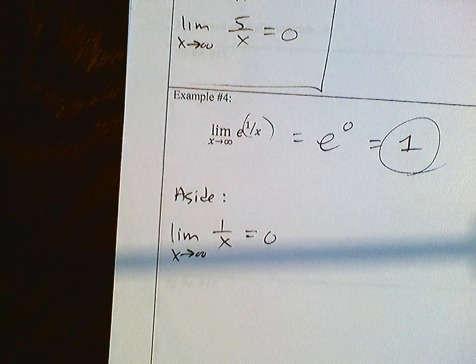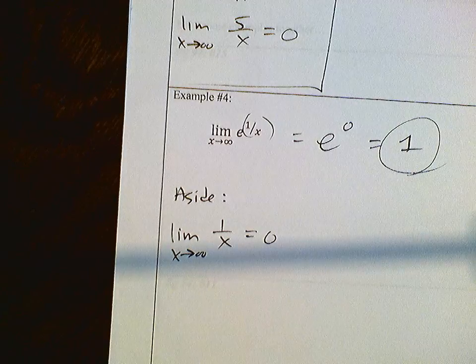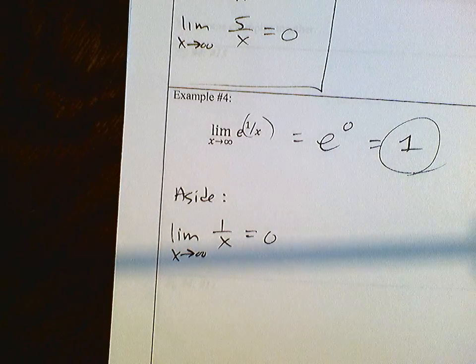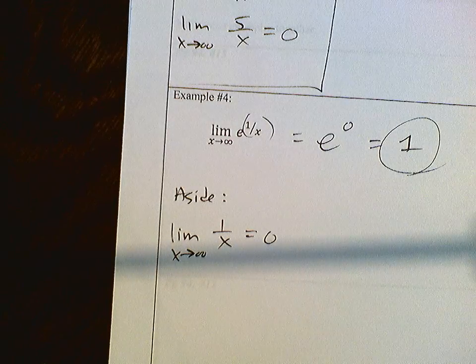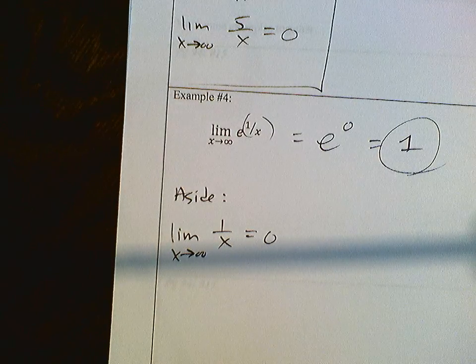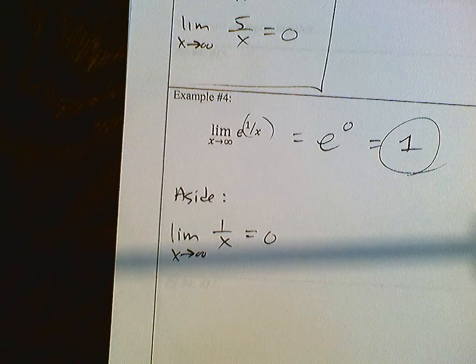And guys, be aware, you can only use the end behavior model when x is approaching positive or negative infinity. I know I've said that like a million times, but it's important. There's a few of these where x is approaching actual numbers, so you can't use the end behavior model for those.